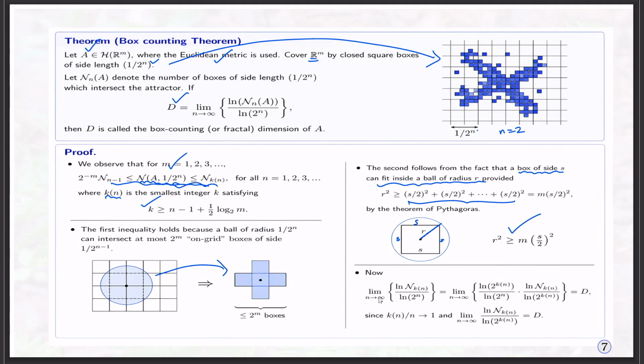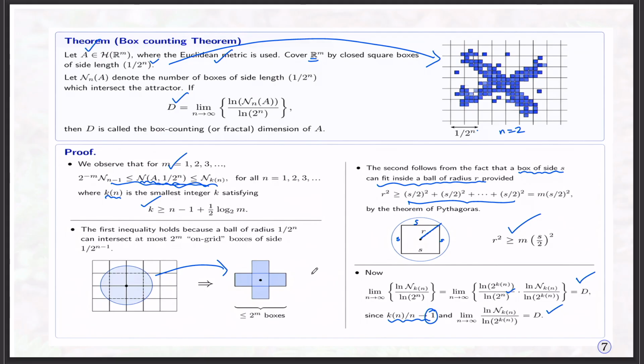Now, limit n tends to infinity, ln of N of k of n over ln 2 power n equals ln of 2 power k of n over ln of 2 power n, which times ln of N of k n over ln of 2 power k of n, which is equal to D. Because k of n over n tends to 1, not 0. This quantity N of k of n over 2 power k of n gives this result D. So, this is the sketch of the proof.